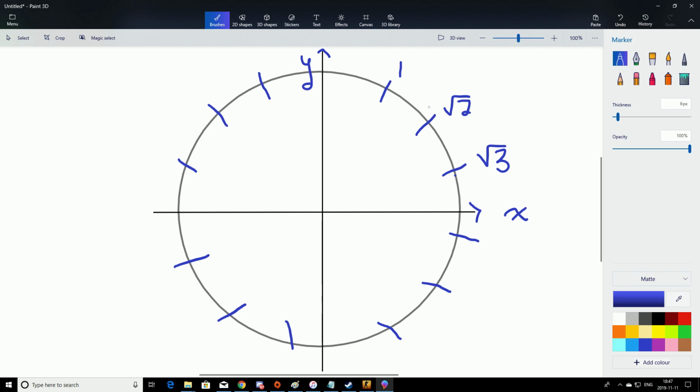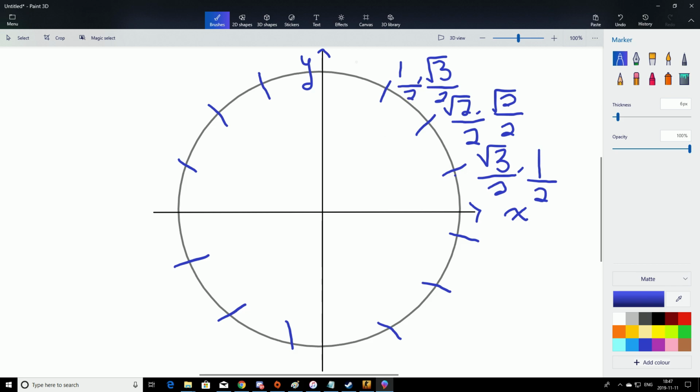And now to find the y-coordinate, it's the same pattern but going down. So we're going 1, square root of 2, square root of 3. And then we're going to acknowledge that everything is actually over 2. So divided by 2, divided by 2, divided by 2, divided by 2, over 2, and over 2.